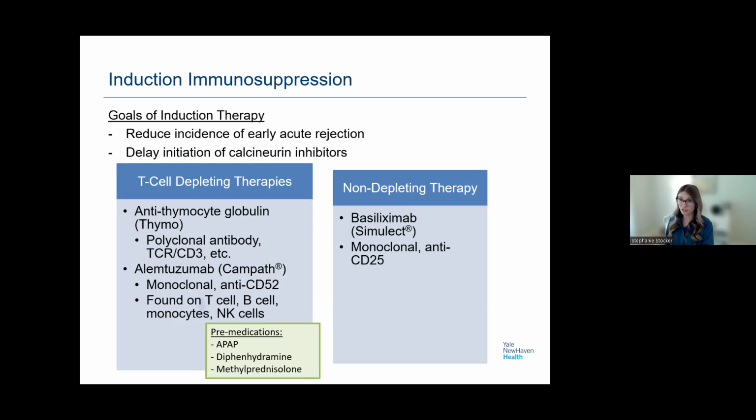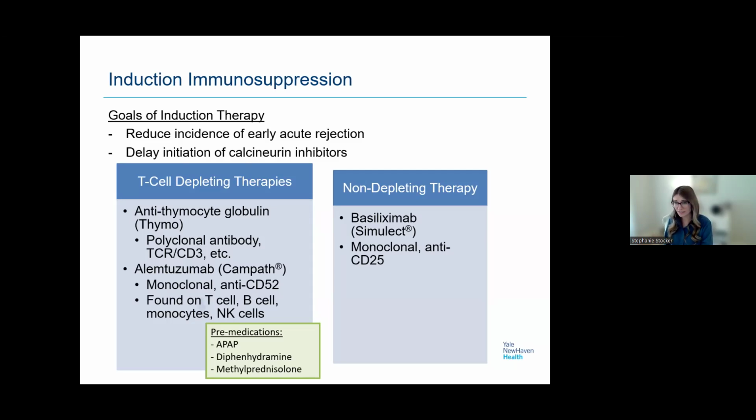The induction therapies available can be divided into 2 broad categories: T cell depleting therapies and non-depleting therapies. T cell depleting therapies include anti-thymocyte globulin, or thymo, which is a polyclonal antibody. We traditionally think of it as targeting the T cell receptor or CD3, but there are many drug targets here on a variety of different cells. We're not just targeting T cells with this medication. The other option is alemtuzumab, or Campath. It's not used very often in heart transplant, but this is a monoclonal antibody against CD52, which is again found on a variety of different cell lines, so we're not just targeting T cells.